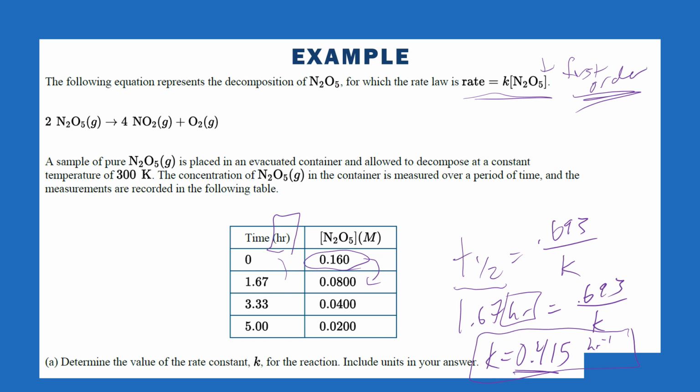Always be on the lookout when you have first order. Half-life is a nice, easy shortcut for a lot of these. This one was actually 2 points. One for getting the correct value of the rate constant, and the other one for getting the correct unit. So you could have just gotten the correct unit, knowing that it was first order. You don't include molarity in the unit for the rate constant for first order reactions, so you would just do the inverse time.